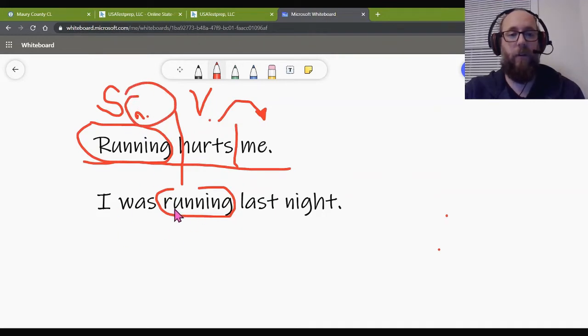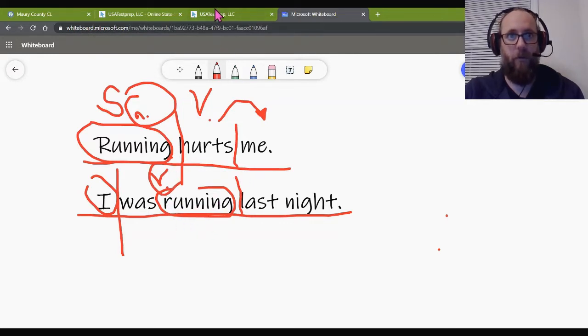What about this participle here? What is this acting like? Well, let's do our line here again. What's the subject of this sentence? I. That's the subject. What's the verb? Was running. When was I running? Last night. Okay, so this is my verb. So in this sentence, the participle is acting like a verb. So this sentence is a noun, this sentence is a verb.